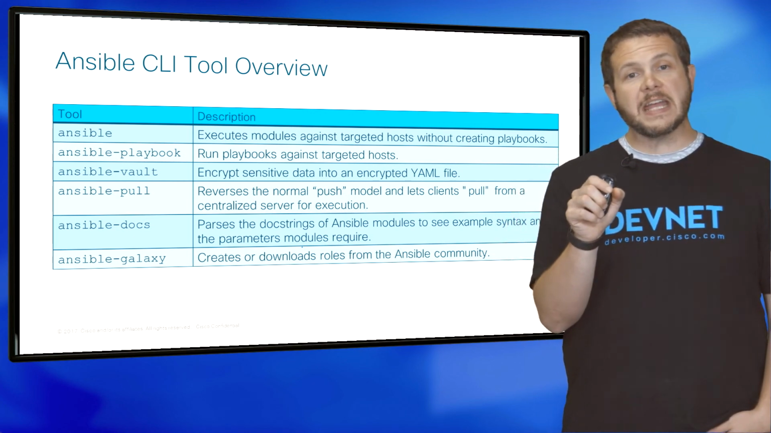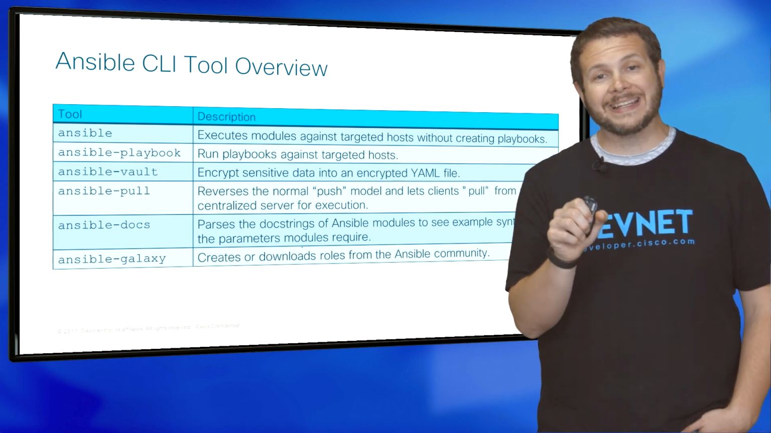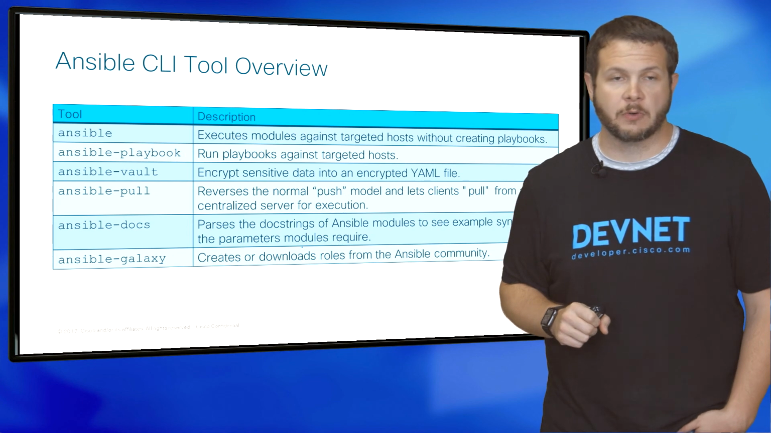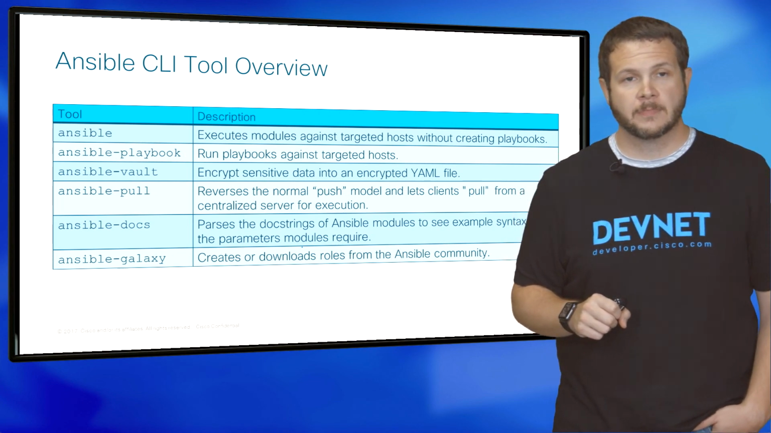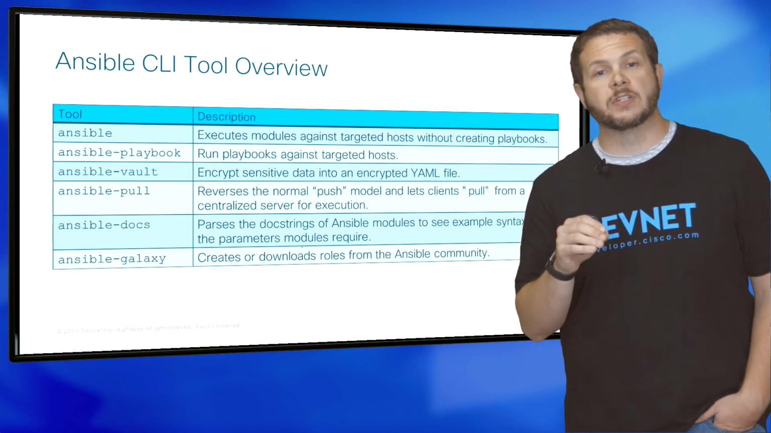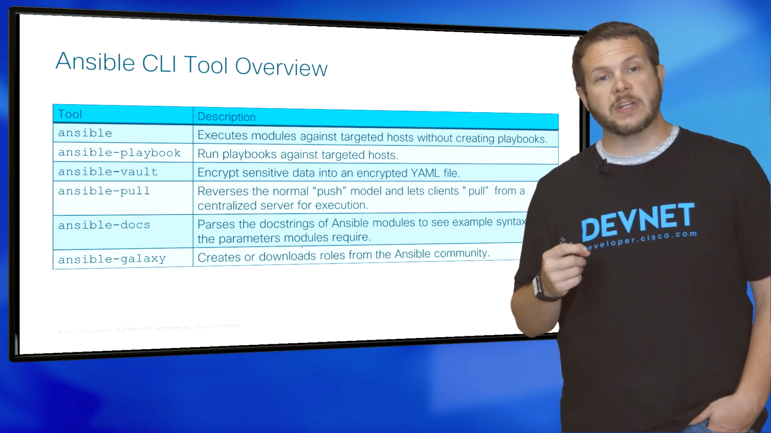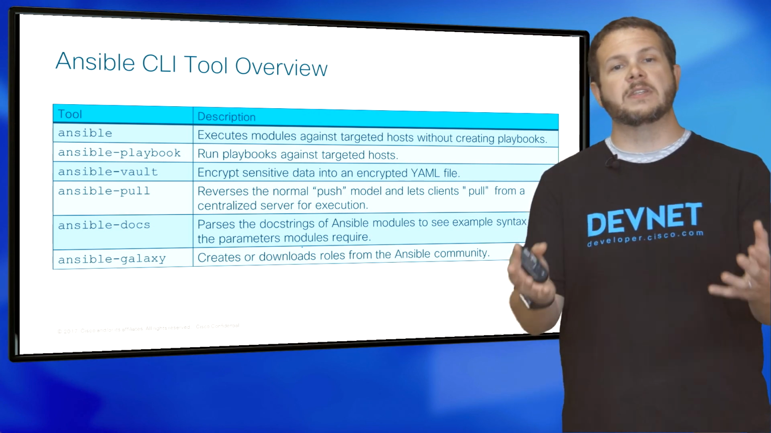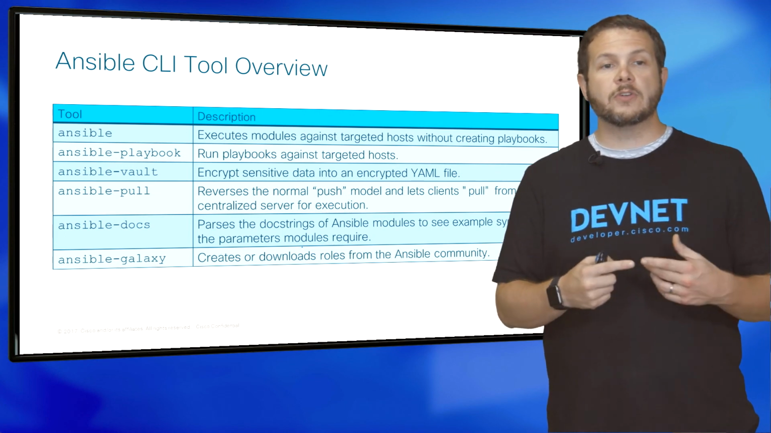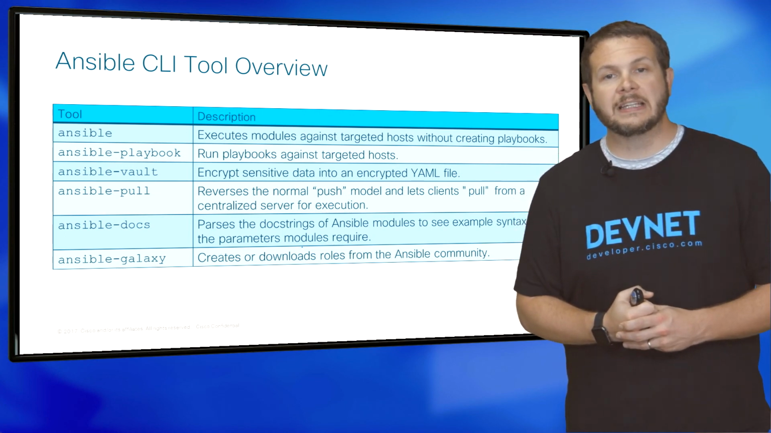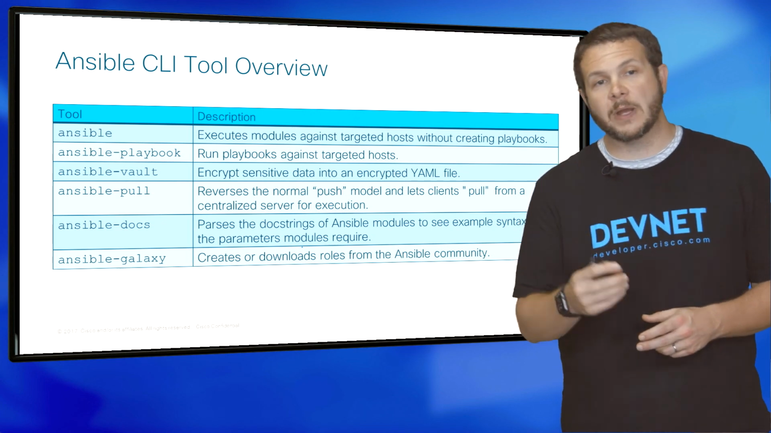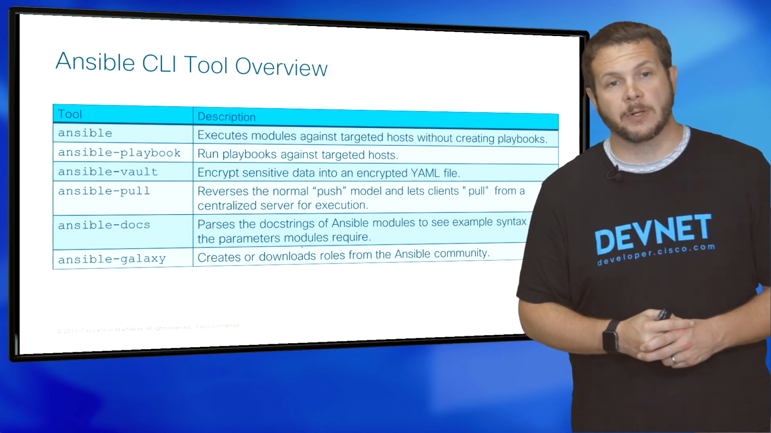If you have sensitive data that you don't want to provide in clear text inside of playbooks and YAML files, you can use Ansible Vault to encrypt that information. Now, we talked about how Ansible works in a push model, where on the control station you run Ansible and it pushes all of the configuration information up to the end hosts. You can reverse that by using ansible-pull and let your clients pull information from a centralized server. That's not the most common way that Ansible is used, but it is supported.